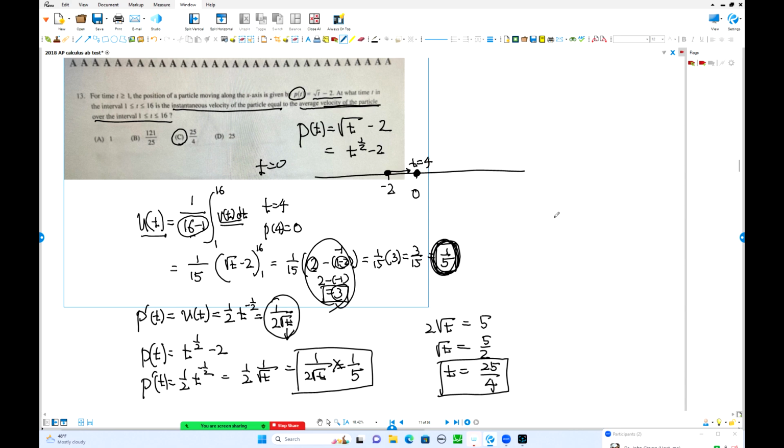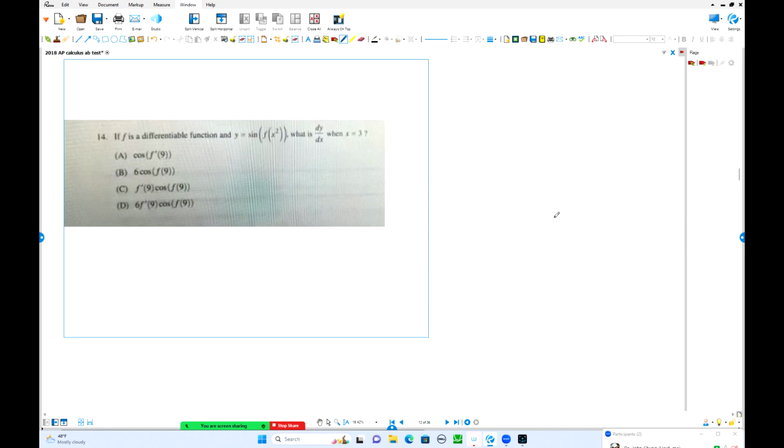That is number 13, number 14 here. F is differentiable. Y equals sine of f of x squared. I'm going to write it one more time over here, clean. So we're going to find dy dx at x equals 3, okay? Derivative. Now let's find the dy dx there.